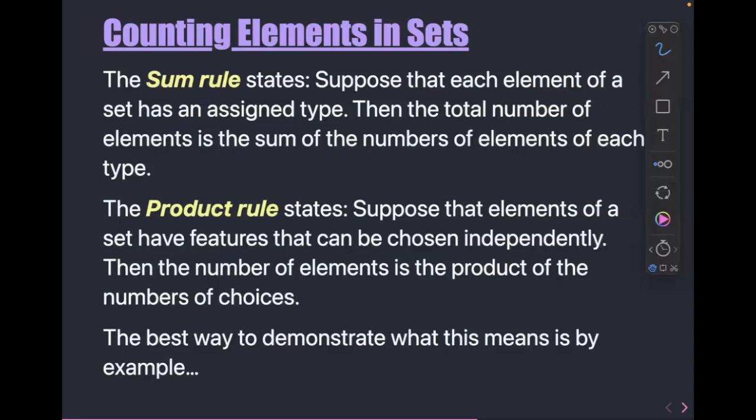Similarly, we have a product rule. You could talk about elements of a set that have features that can be chosen independently. This is what I was talking about with rearranging elements of your set. The number of elements is the product of your numbers of choices. We'll talk about both of those with an example.